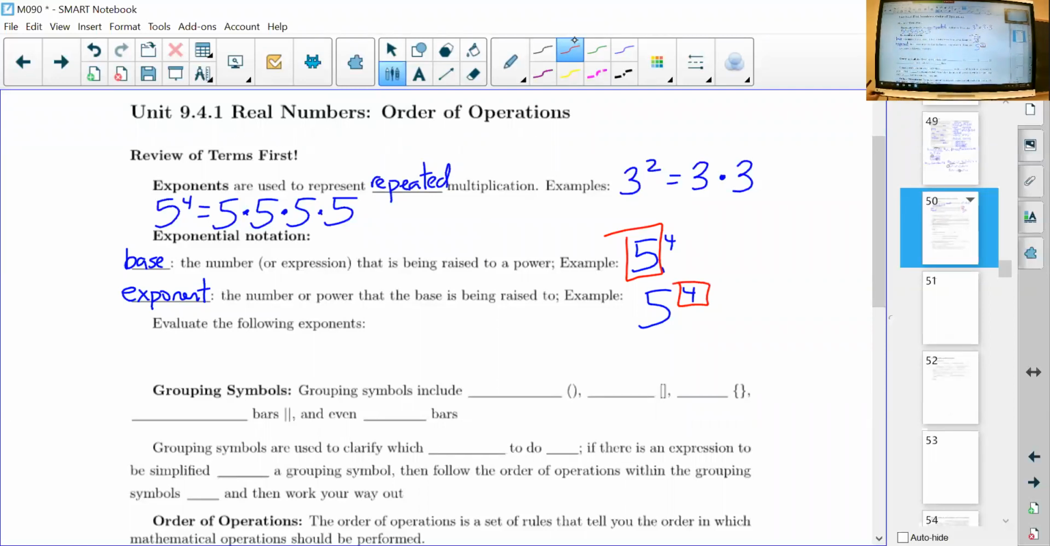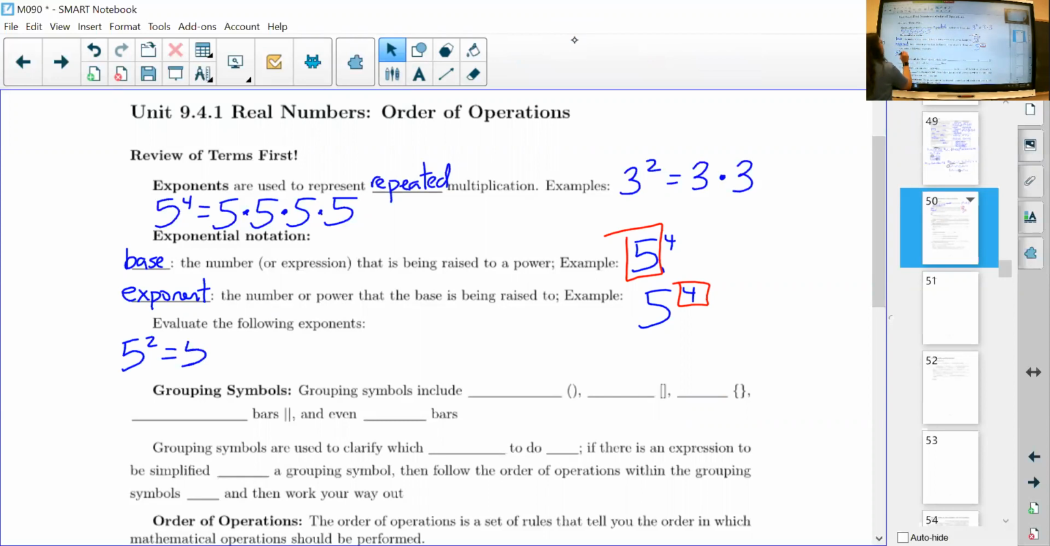Let's look at a couple exponents that we can just evaluate. So we'll start with 5 squared. That's 5 times 5. 5 times 5 is 25. 3 cubed. That's 3 times 3 times 3. Well, 3 times 3 is 9 times 3 is 27.